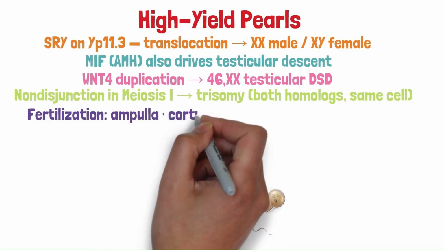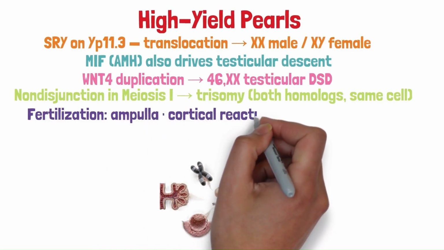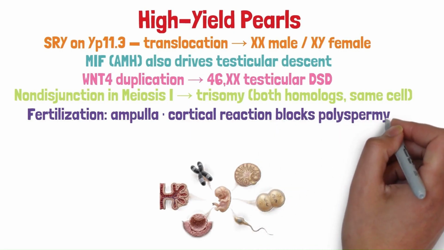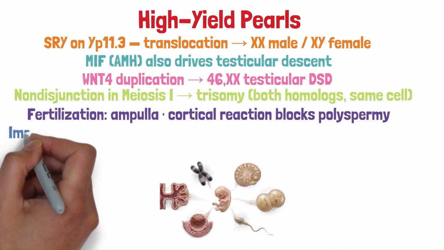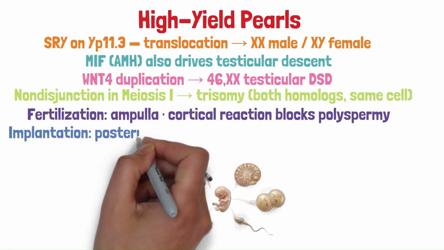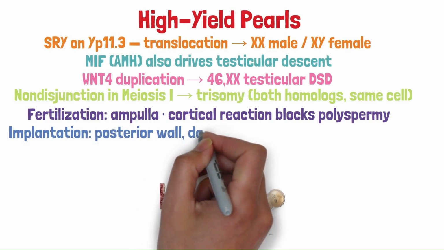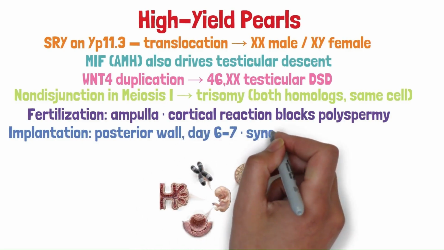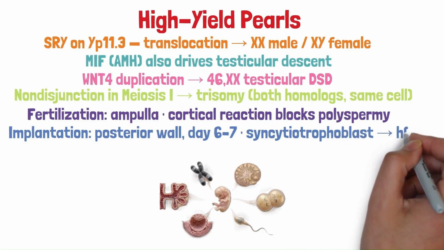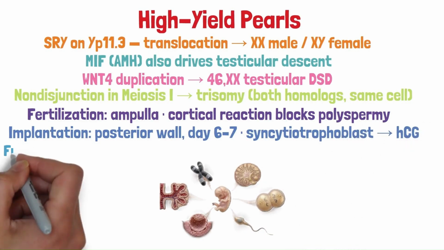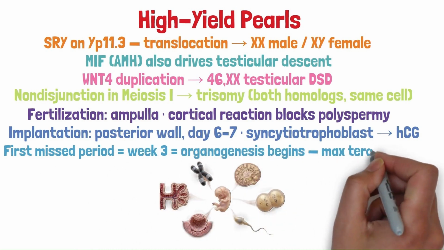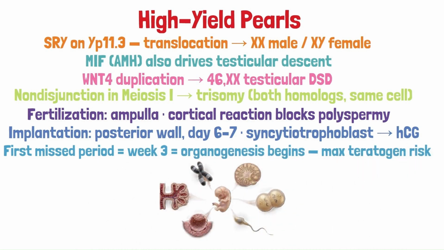Let's have a quick recap. Fertilization happens in the ampulla with the cortical reaction blocking polyspermy. Implantation happens in the posterior uterine wall around day 6 to 7. And the trophoblast is what produces hCG. And the exam nugget worth remembering above all is that the first missed menstrual period lines up with week 3, exactly when organogenesis begins, which is the single most vulnerable window for teratogens in the entire pregnancy.